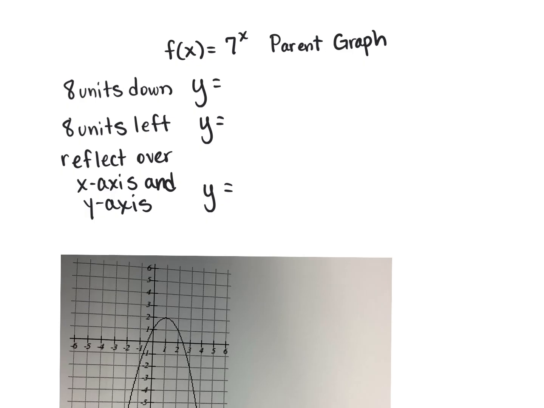So if we're going to go down 8 units, then 7 to the x stays, and then I'm going to go down 8, so I subtract 8 on the outside. If I'm going to go left 8 units, then that has to be an inside change, and because I'm going left, this works the opposite of the way we would want it to, so that is going to be 7, and within the exponent location, we will be adding 8. And then in the last one, I have a reflection over the x-axis and the y-axis. So I have a negative out front, and I also have a negative on the interior. So with exponentials, you have to be careful about inside and outside.